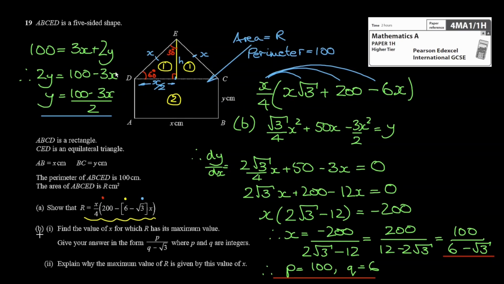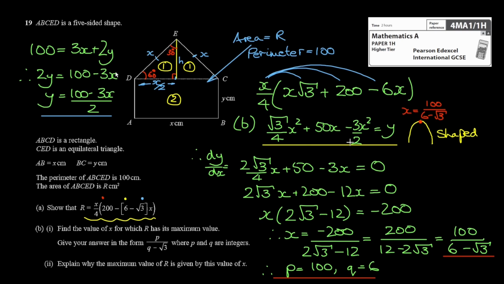So for part 2 of B, we have to explain why the point we've found where the curve has a turning point is a maximum. Well, you need to look back at the original curve. If you look at the x squared terms, the x squared terms have a negative coefficient. And with a negative coefficient, the curve must be an n-shaped curve. So the point we've found, which is here, must be the point of the maximum.